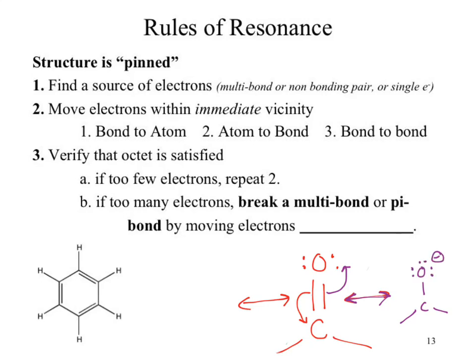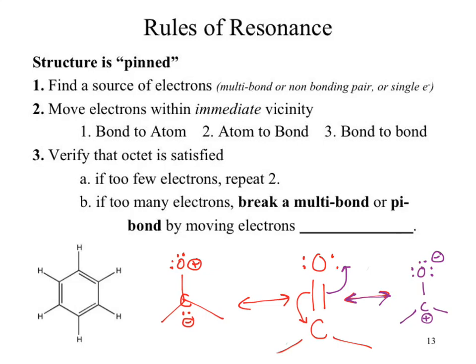Our oxygen will pick up a negative charge. Our carbon will pick up a positive charge. We look at our left one, what happens? Oops, I should be showing that carbon. All right. All we've done is take the multiple bond and take those 2 electrons and put them on the atoms nearby.